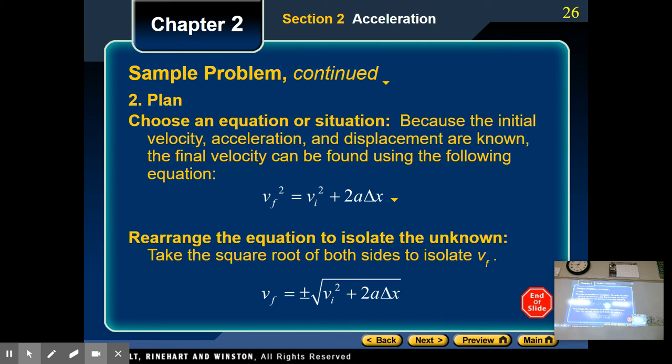So the formula we're going to be using today is that last one: VF squared is equal to VI squared plus 2A delta X. Remember, it's very important, when you are solving for either the initial velocity or the final velocity, you notice they both are squared. Make sure to take the square root of both sides so it's just the variable by itself. If you don't do that, your answer is not going to be correct. All right?